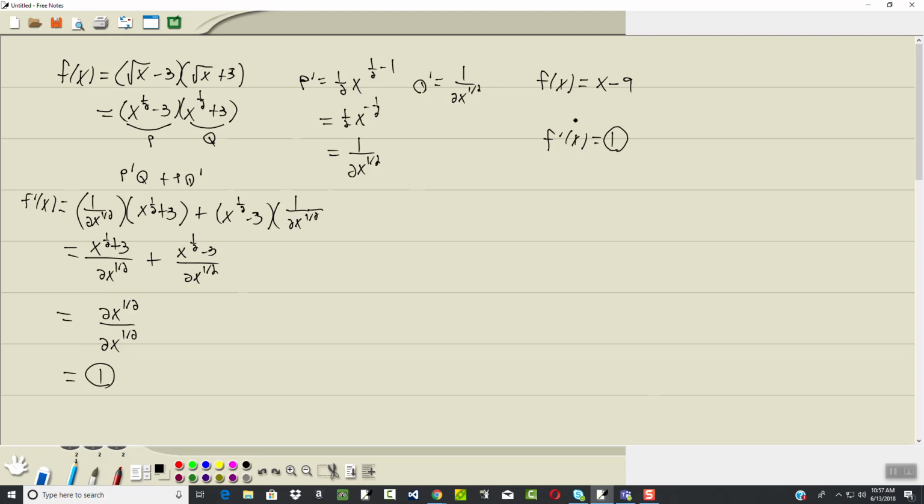Now, since they said use a product rule, that's what I did. But always you should look in a problem, if it doesn't specify, to try to see if there's some kind of algebraic simplification you could do. You can see it makes your life a lot easier.